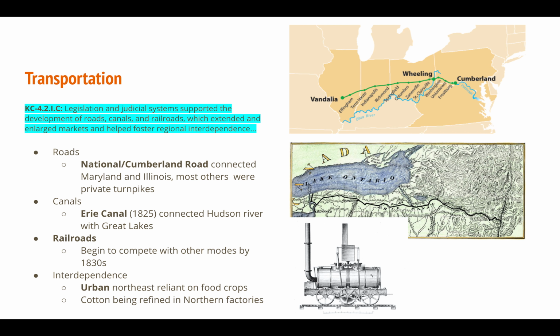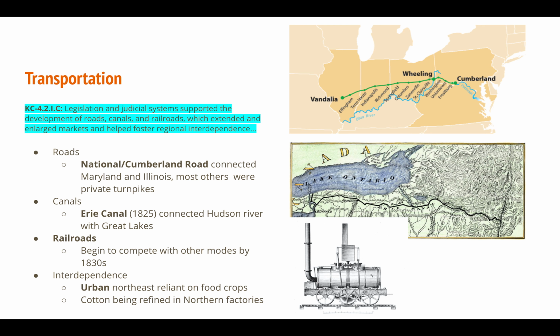But by the 1830s, the process becomes more standard. And the interdependence that is created. So the urban Northeast is no longer planting its own crops, its own food, and now they're relying on the Midwest to plant that food in commercial farming enterprises and ship it back to the East Coast.